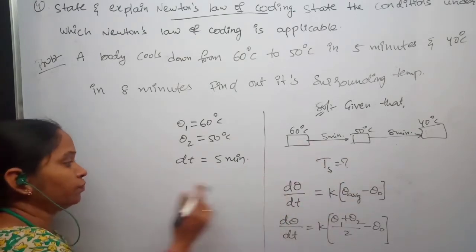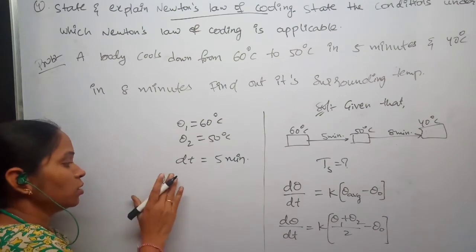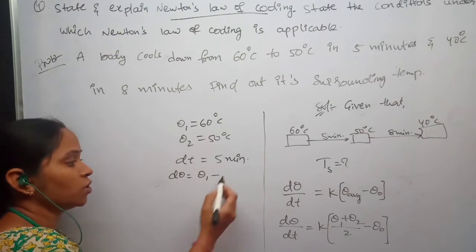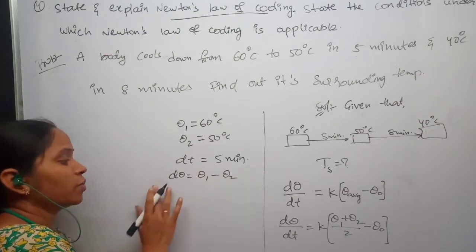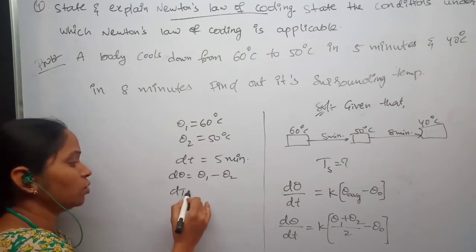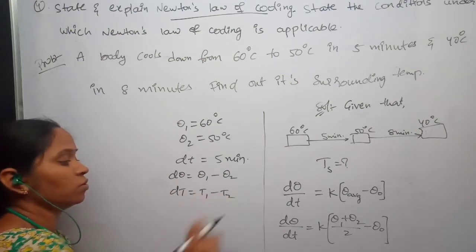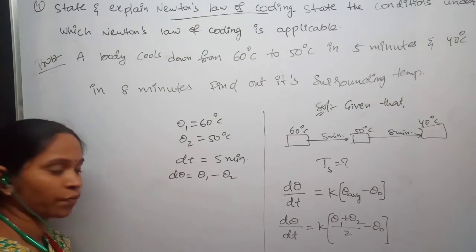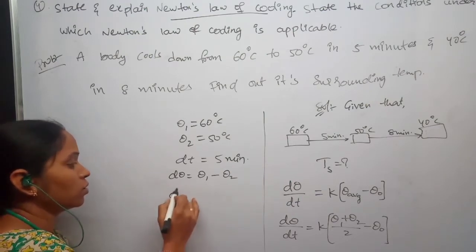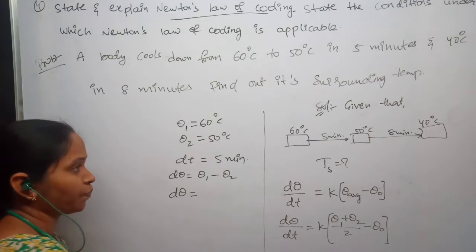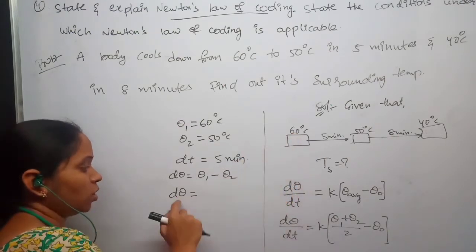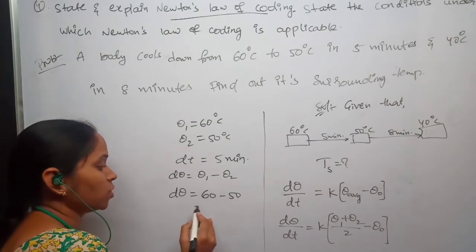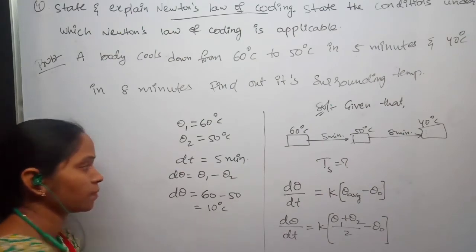Now d theta is nothing but the change of temperature, just like dt equals t1 minus t2. In this question, d theta is equal to 60 minus 50 degrees Celsius, which is 10 degrees Celsius.